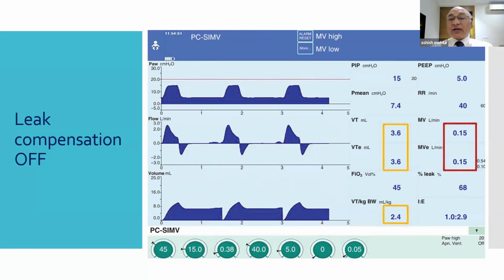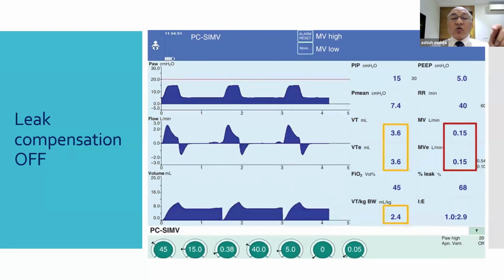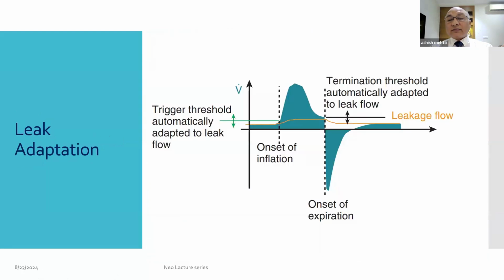Here is a screen of a ventilator where leak compensation is not switched on. When it is not switched on, you can see the same tidal volume is being displayed in the inhaled and in the exhaled tidal volume. The moment you switch on leak compensation, you can see here that you are delivering 6.8 tidal volume, but actually the baby's exhaled is 3.5. So if you target this 3.5, you will probably end up with better ventilation than not adjusting leak compensation.